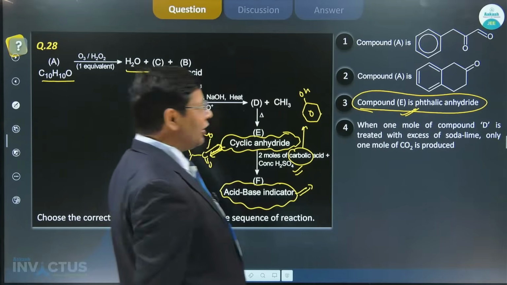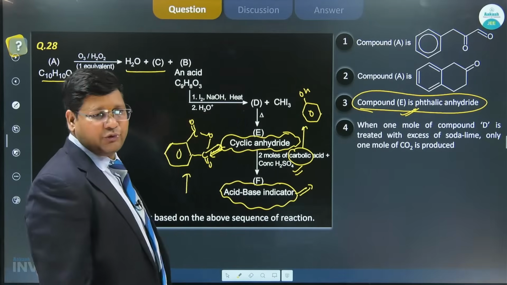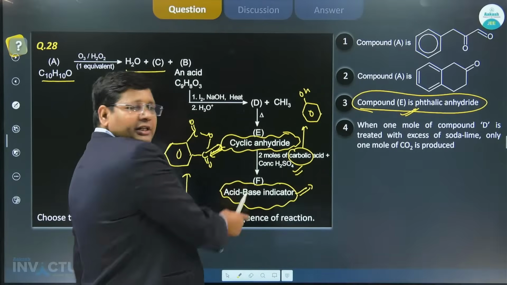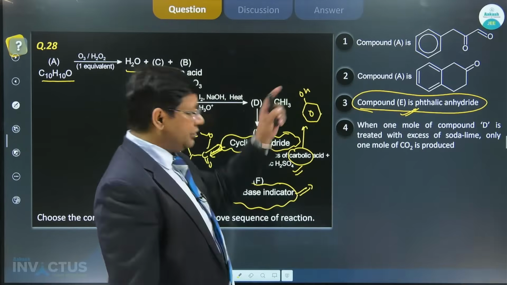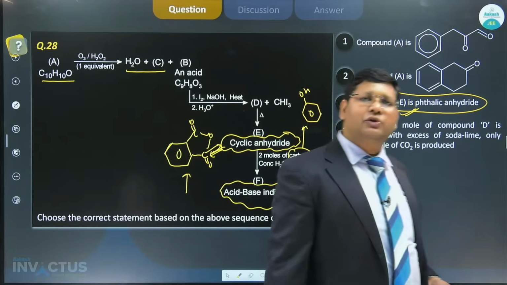So we got the answer, but let me solve this question completely. Because just by knowing this fact, we were able to crack this question without having an idea about the sequence of the question. So this is also important sometimes.